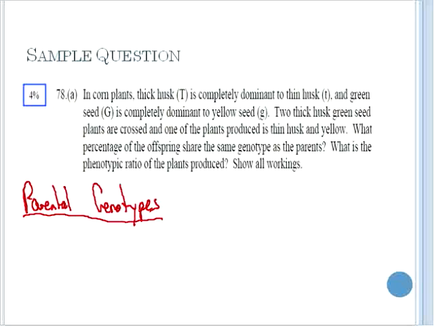You are told 2 thick husk green seed plants are crossed, and one of the plants is thin and yellow. The key to determine the parental genotypes is this individual, which is thin and yellow. Because both those traits are recessive, one of the offspring holds the genotype little t, little t, little g, little g. In order to have that, it must have gotten a little t from both parents, a little g from both parents.